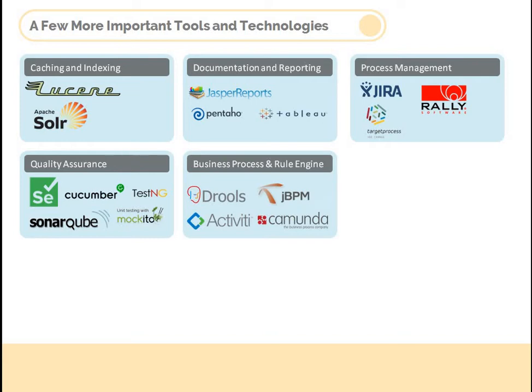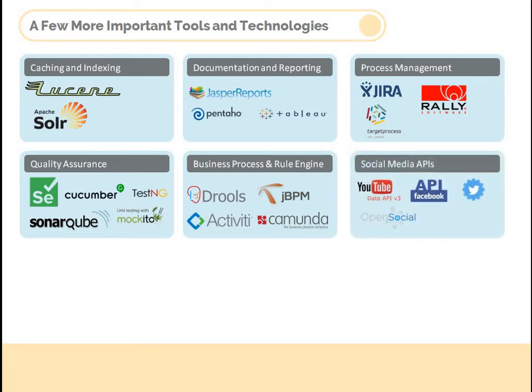Well, BPM and rule engines allow us to manage rules in applications that have very dynamic or changing business rules or policies. So Drools, jBPM, Activiti, Camunda, JRules are some of the examples of such tools. And social media apps, as the name suggests, for managing and manipulating authorized social media data.